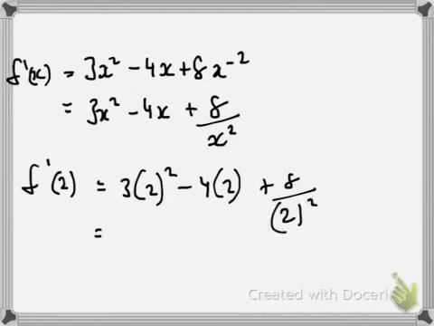So that's going to be 2 squared is 4, 3 fours are 12, minus 8 plus 8 over 4 is 2. So that's 14 minus 8. That's right. That's correct. So that's going to be 14 minus 8 is 6.